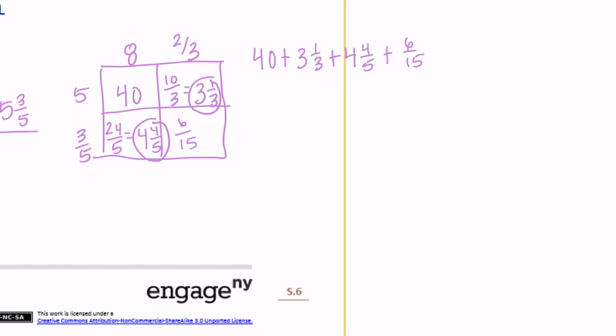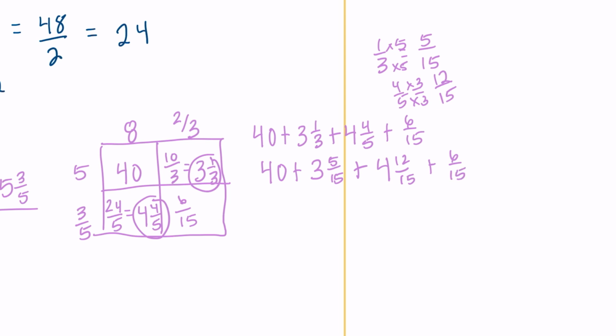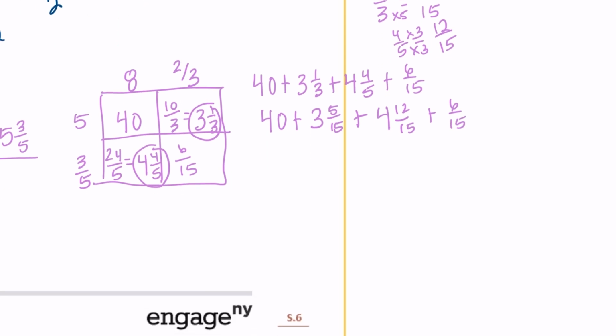Find a common denominator. Our common denominator is going to be 15. So 40 plus 3 and 1/3, and remember how we do this? 1/3 is equal to how many 15ths? 3 times 5 is 15, so 1 times 5 would be 5/15. Plus 4 and 4/5 would be equal to how many 15ths? This times 3 would be 12/15. Plus 6/15.